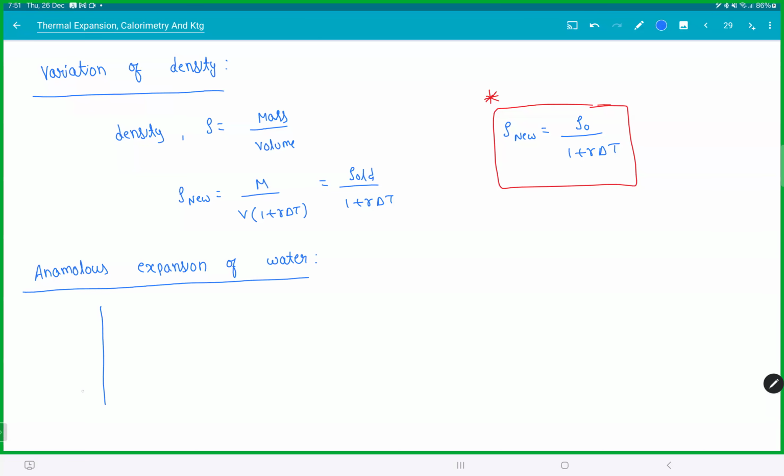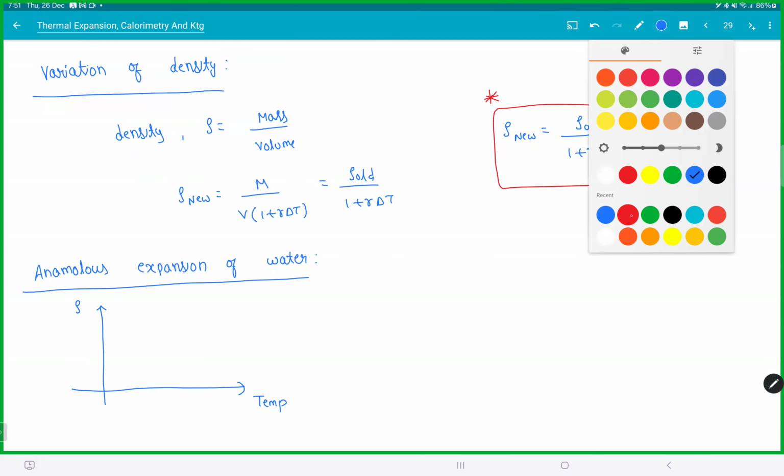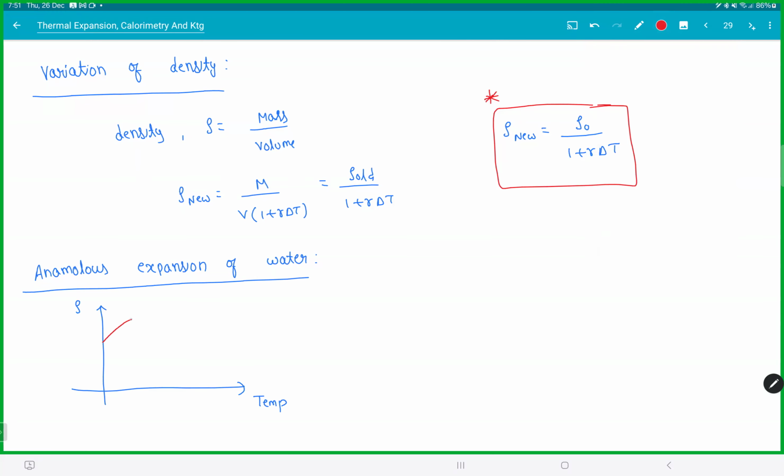If you try to plot the density versus temperature, the graph kind of looks like this. It peaks here and becomes like this. So this point is 4 degrees. This is ice here. So at 4 degrees, water has the maximum density. One of the reasons why there is life on Earth.